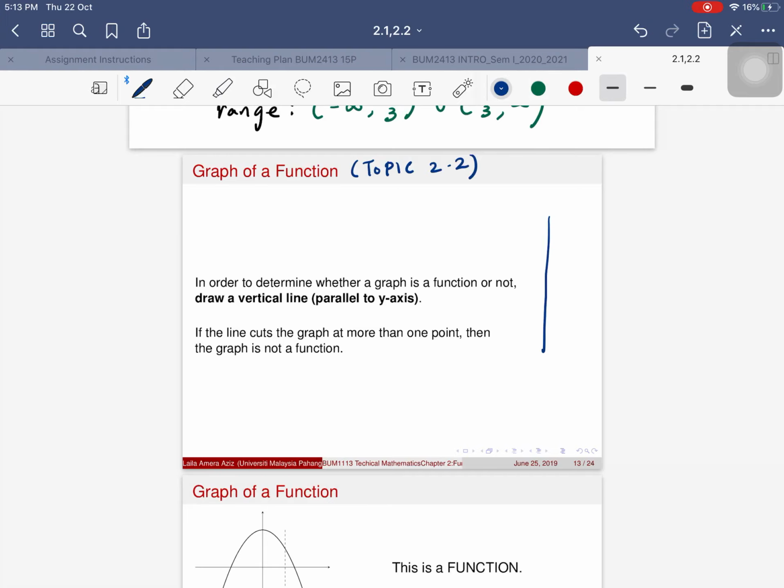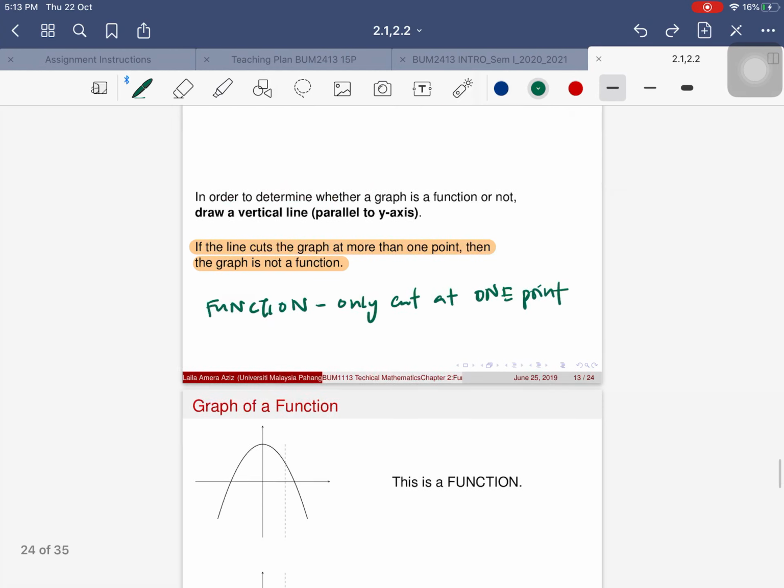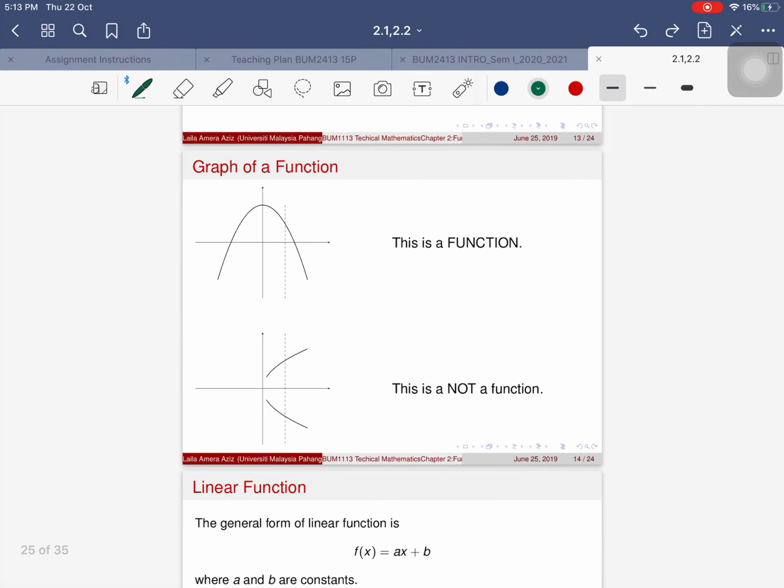So when you draw a vertical line, if it cuts more than one point, this is the explanation: if the line cuts the graph at more than one point, then the graph is not a function. So the condition is that when you draw a vertical line, it has to cut at exactly one point. For a function, it's going to be the opposite. It's only going to cut at one point. If it cuts at more points, automatically that is not a function. One point, not more than one point. Okay, so graph of a function.